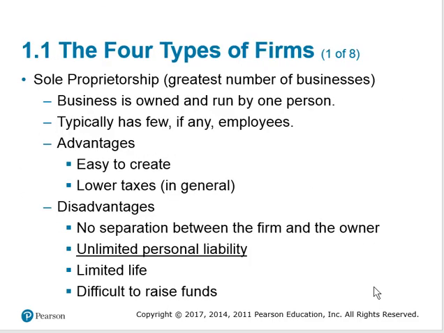So the first kind of business type is a sole proprietorship. This is the greatest number of businesses in number size. It's run by one person. Typically, it has a few, if any, employees. Most employees are typically going to be family members. The basic advantages are they're easy to create. They, in general, have lower taxes to the owners.